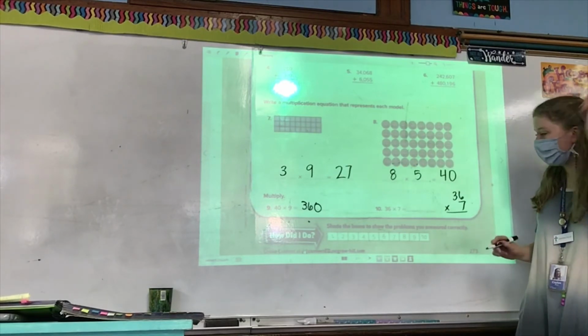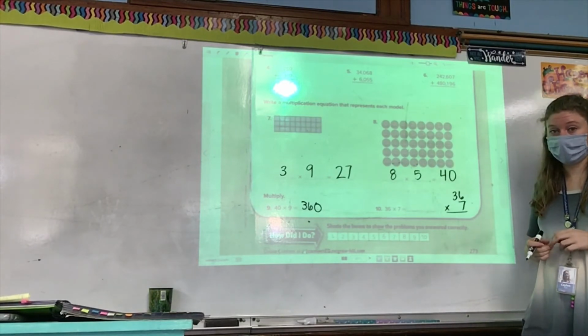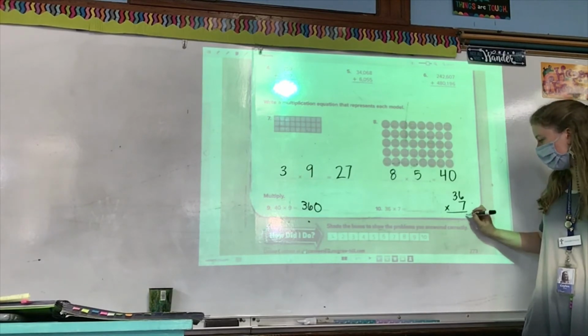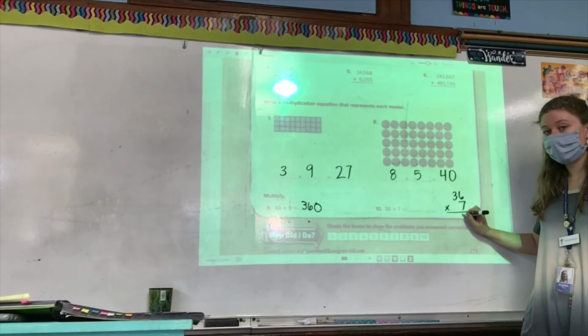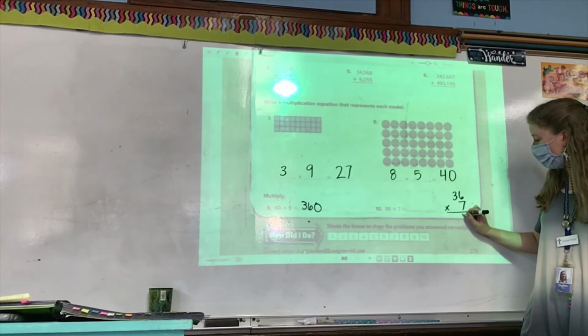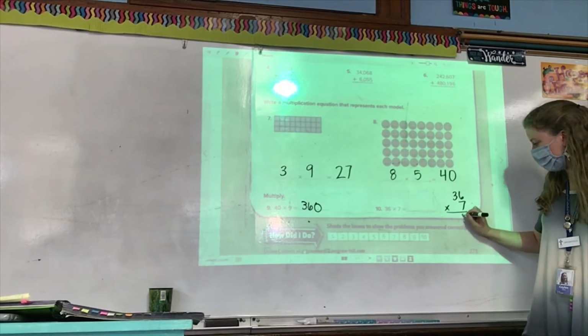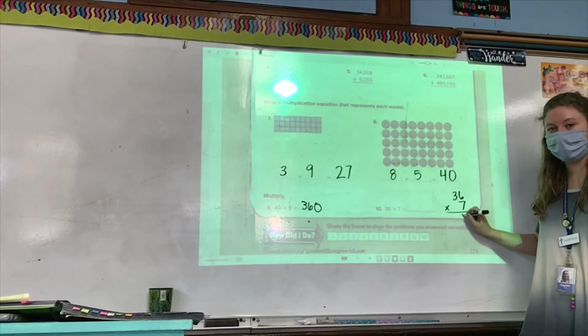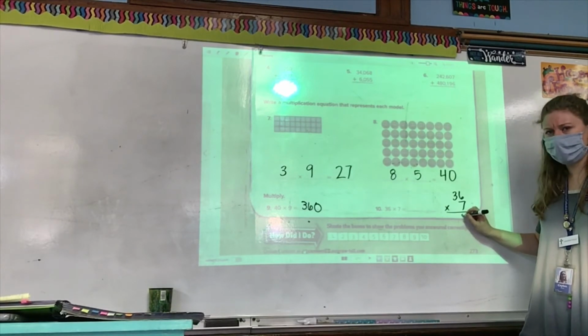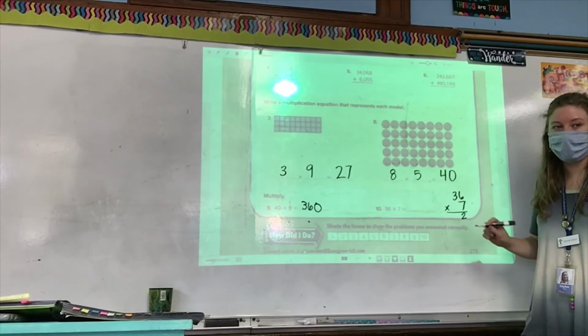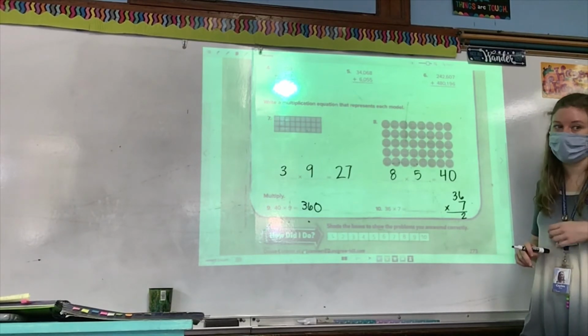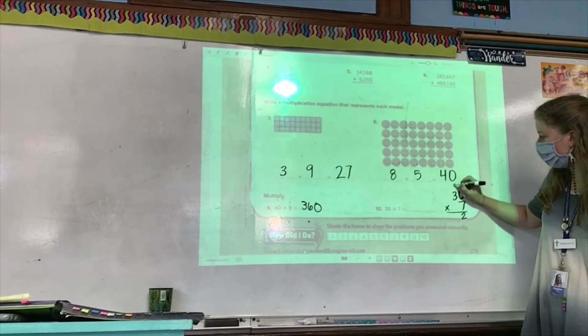Okay, Zari, step 1. Multiply the ones. 6 times 7 is 42. We can't put 42 in the ones place, so what do we have to do? Regroup. Which digit do we leave in the ones place? The 2. What happens with the 4? We regroup it to the tens place.